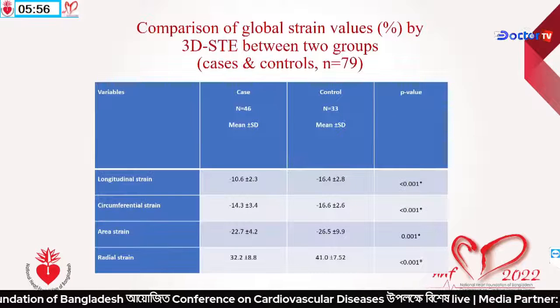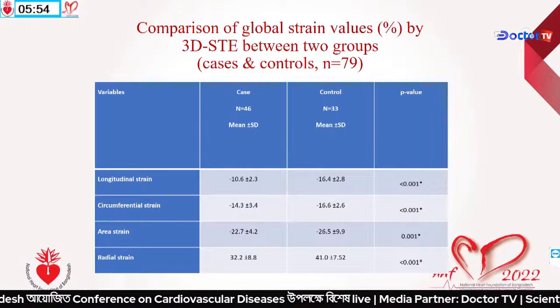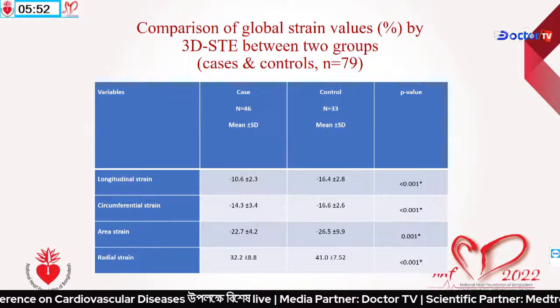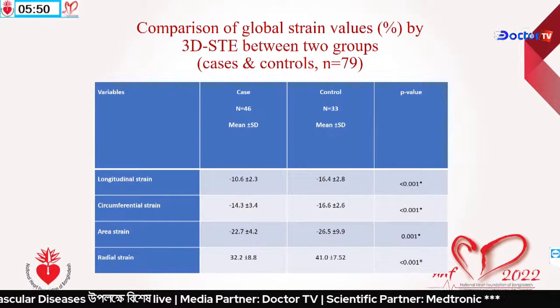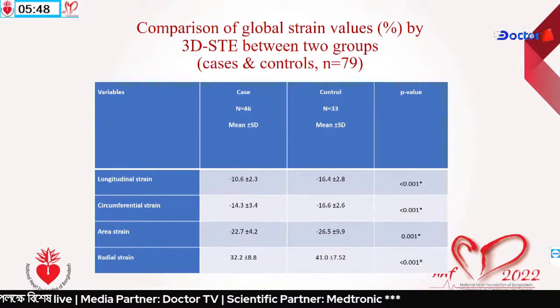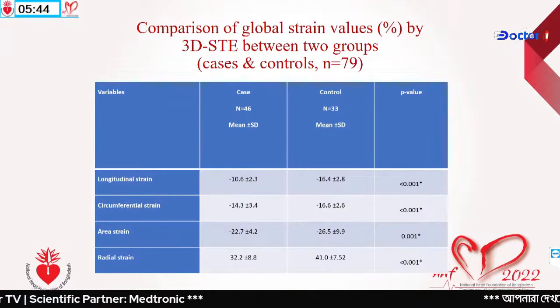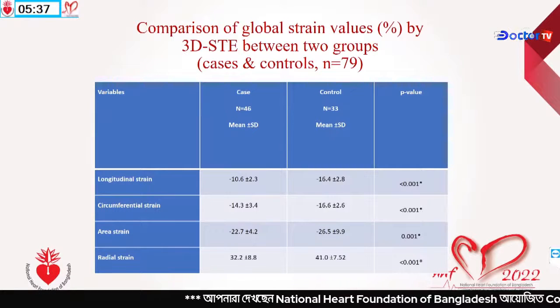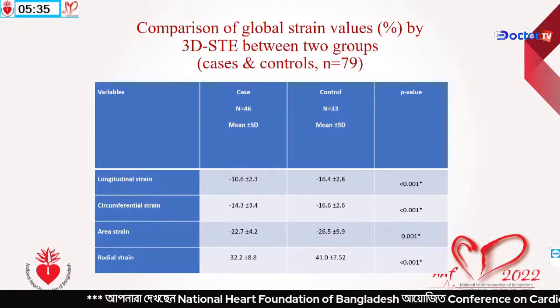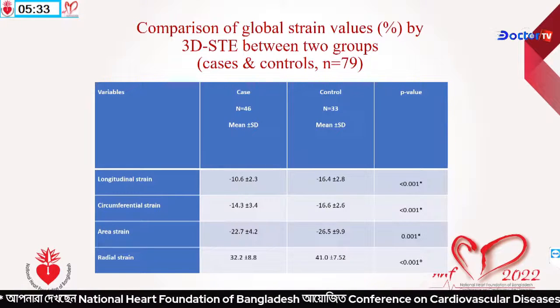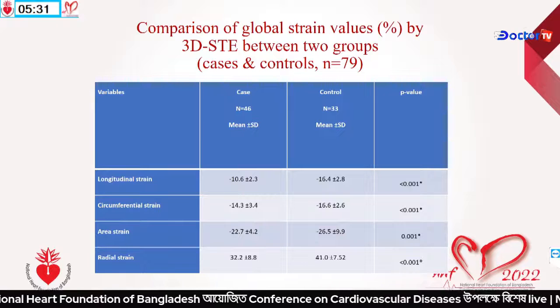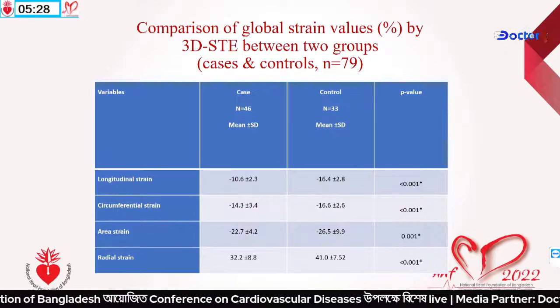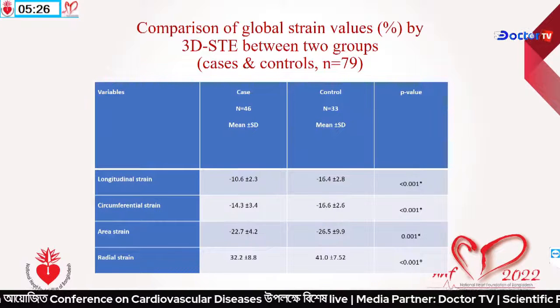And here, 46 patients with severe asymptomatic AS comprised the case group, and 33 healthy subjects comprised the control group. And 3D-derived all strain parameters were significantly reduced in the cases compared to the control group. But the ejection fraction was preserved in both the groups. So despite the presence of preserved ejection fraction, strain parameters were reduced, and it identifies the subclinical systolic dysfunction in patients with severe asymptomatic aortic stenosis.